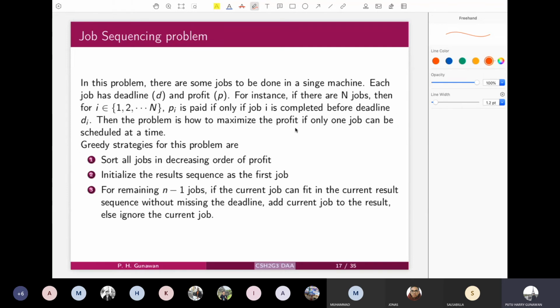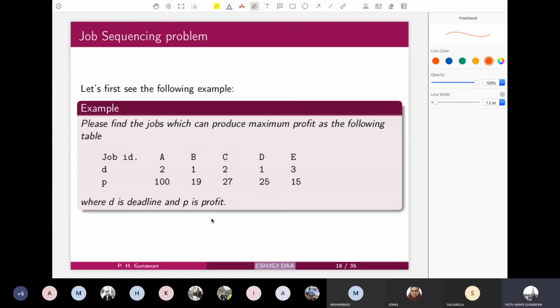The greedy strategy is that first, sort all jobs in decreasing order of profit. Then initialize the result sequence as the first job, and for the remaining n minus one jobs, if the current job can fit in the current result sequence without missing the deadlines, then add the current job to the result. Else, ignore the current job.